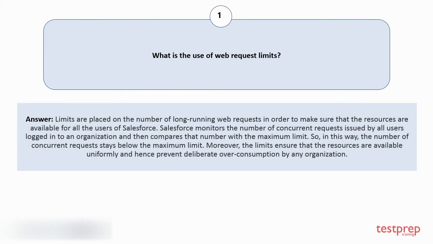Salesforce monitors the number of concurrent requests issued by all users logged into an organization, and then compares the number with the maximum limit. So, in this way, the number of concurrent requests stays below the maximum limit. Moreover, the limits ensure that the resources are available uniformly, and hence prevent deliberate overconsumption by any organization.